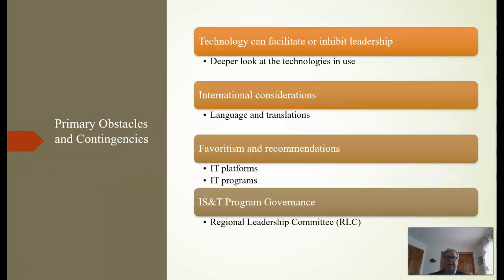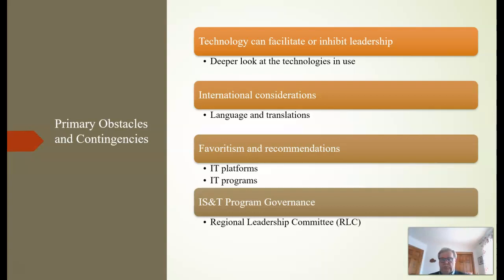And when we think about some primary obstacles and contingencies, technology can facilitate or it can inhibit us. What I mean by that: we must determine what is vital, the must-have, what is desired, the nice to have, versus what we can live without. Technology and programs can be a huge expense.